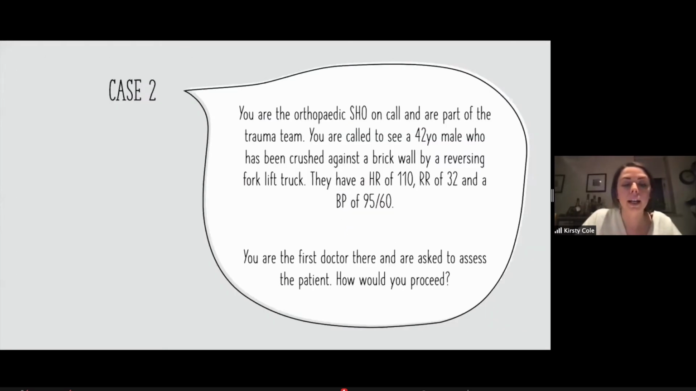So my second scenario was: you are the orthopaedic SHO on call and are part of the trauma team. You are called to see a 42-year-old male who has been crushed against a brick wall by a reversing forklift truck. They have a heart rate of 110, a respiratory rate of 32, and a BP of 95/60. So you can start trying to think in your mind what kind of avenue they're going down at this point already.